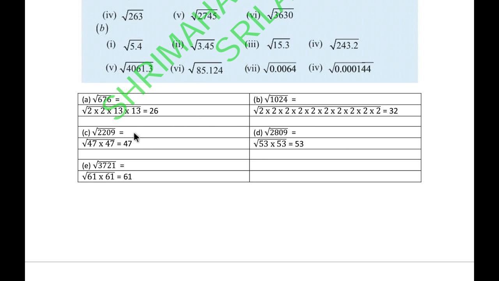Okay. The next one is 2209. That is 47 into 47. So I consider the root of 2209 is 47. Next one, 2809. That is 53 into 53. We just consider 53. Next one, 3721. That is 61 into 61. So we consider just 61.